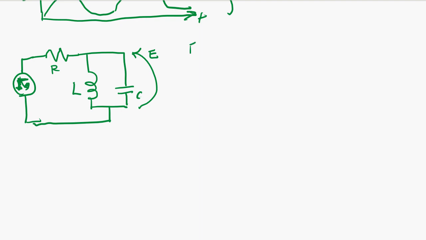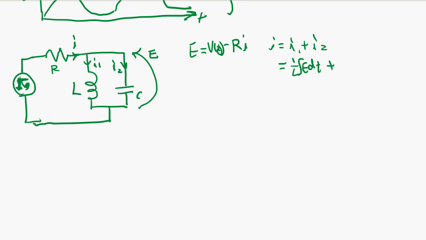In this case, E equals V0 minus Ri. And I is, say, this is I. We split I1 and I2. The I1 is 1 over L integral of E dt. And another one is C dE dt. Okay.